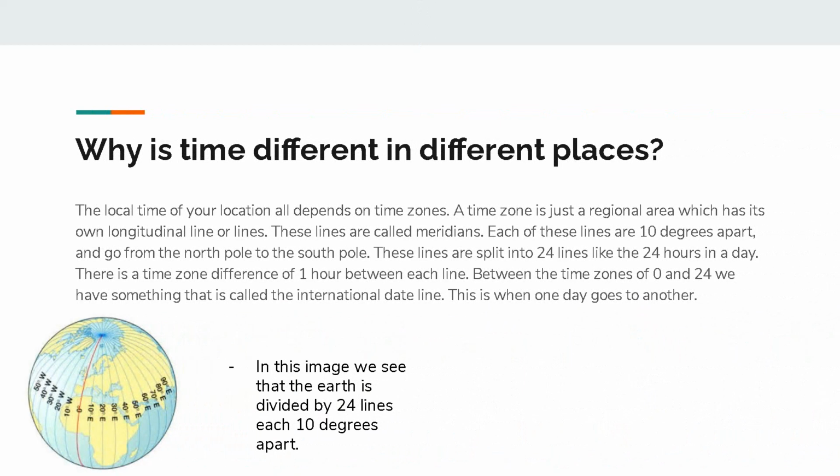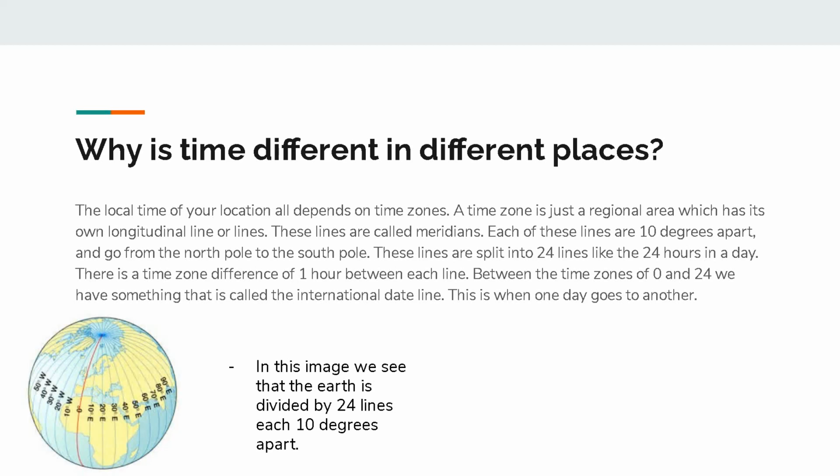Why is time different in different places? The local time of your location all depends on time zones, the topic of this video. A time zone is just a regional area which has its own longitudinal lines. These lines are called meridians. Keep that in mind. Each of these lines are 10 degrees apart and go from the North Pole to the South Pole. These lines are split into 24 lines like the 24 hours in a day. There's a time zone difference of 1 hour between each line.